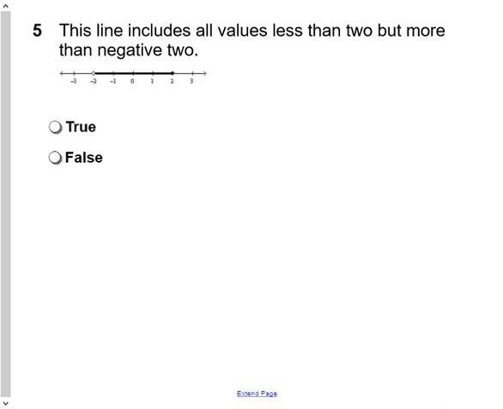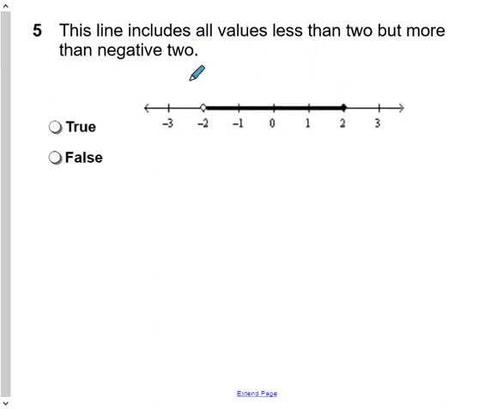Question 5 says this line includes all the values less than 2 but more than -2. All the values less than 2 is this way here, and all the values more than -2 is this way. But the only problem is, because that's a closed boundary point, just like the last question, it's all the values less than or equal to 2, but no more than -2. So the answer for this one is false, and all because that's a closed boundary point right there.